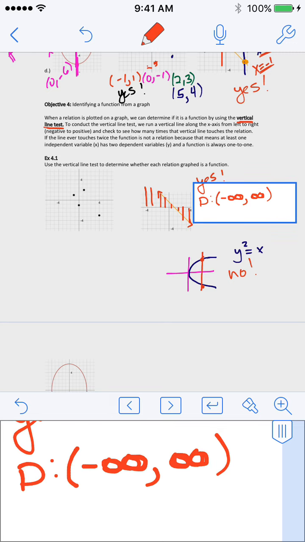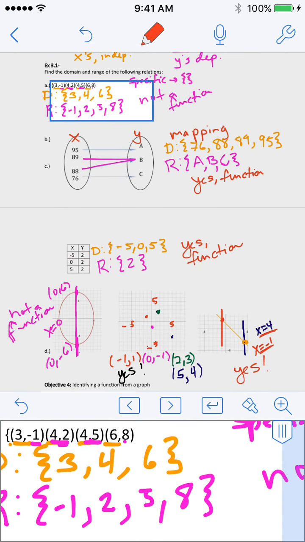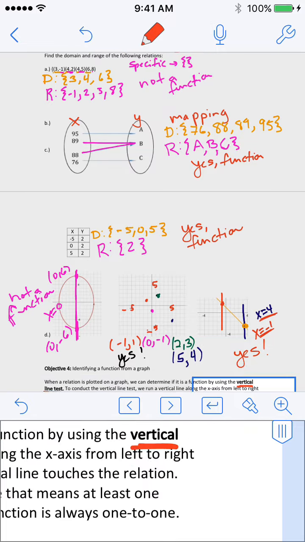Notice I did not use curly brackets because this is what we call an interval. It's from something to something. So I'm not saying just negative infinity to infinity. I'm saying everything in between. So everything from negative infinity all the way up to negative 1, 0, 1, 2, 3, 4, 5, all the way out to infinity, right? So that's an interval. It's not just curly brackets like we've been using before. Those aren't very specific. These are general.